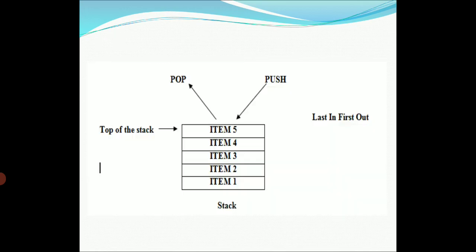So this is the general diagrammatic example for the stack. Here item 1, item 2, item 3, item 4 and item 5 are all the content of the stack. The process of adding a new element into the stack we call a push. The process of removing an element from the stack we call a pop. The ordering principle of the stack is last in, first out. Here top 5 is the top of the stack position. So this is one diagrammatic representation of a stack.